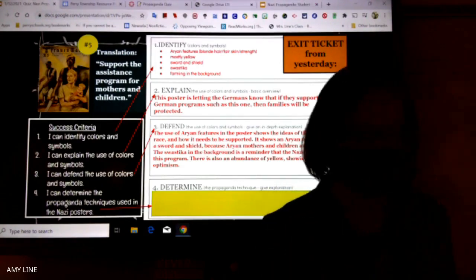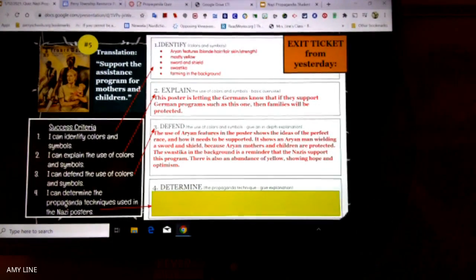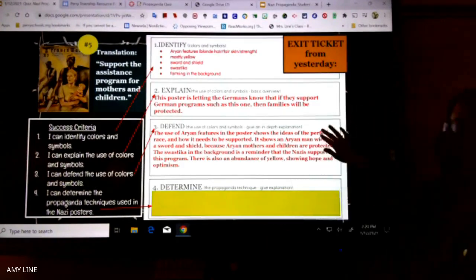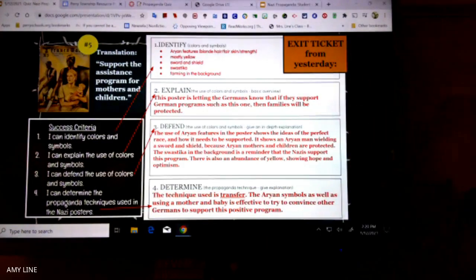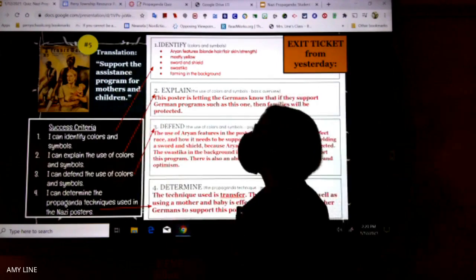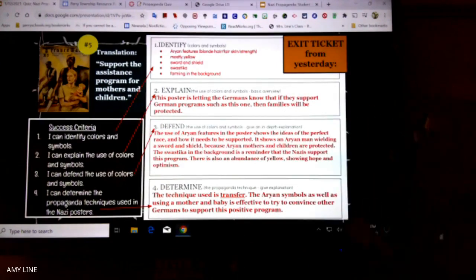All right, so I had some people raising hands for bandwagon. The answer is, all right, I'm ending the poll here. The answer is transfer. Transfer is our answer. That is the overwhelming one that we see. Okay, so this is why.